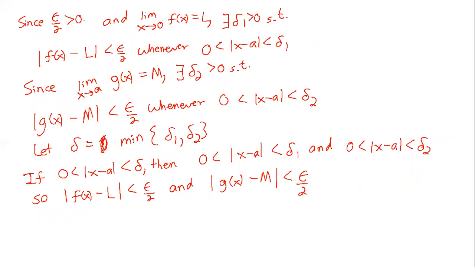whenever we have 0 less than absolute value of x minus a less than delta. So we've demonstrated that by the definition of the limit, this means that the limit as x goes to a of f of x plus g of x equals L plus M. That's pretty cool. So that's, as I said, a demonstration in many ways of this principle.